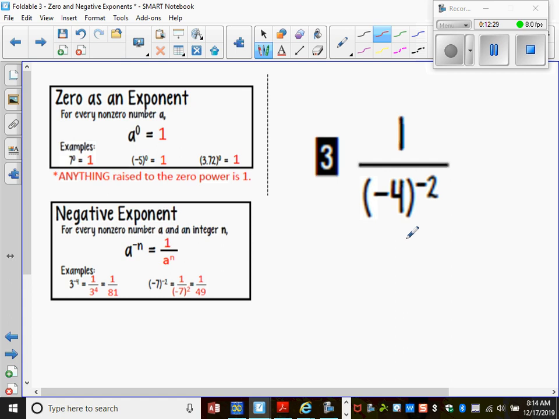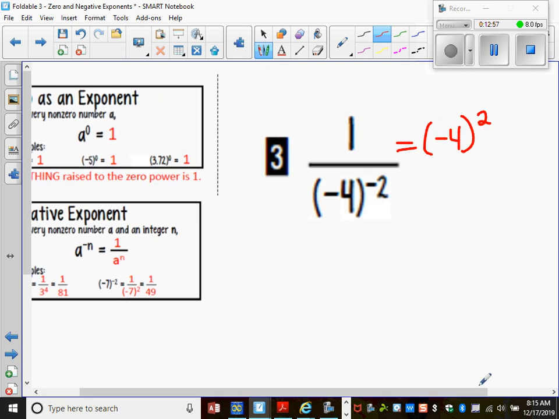But what if it starts out in the denominator? Where do we do that? It goes to the, correct, it goes to the top. Reciprocal just means you reverse it. So if it's already down here, you're going to reverse that, and you end up with -4 to the +2. And again, the base does not become positive, only the exponent. Okay, now of course, a -4 times a -4 will give us a +16.